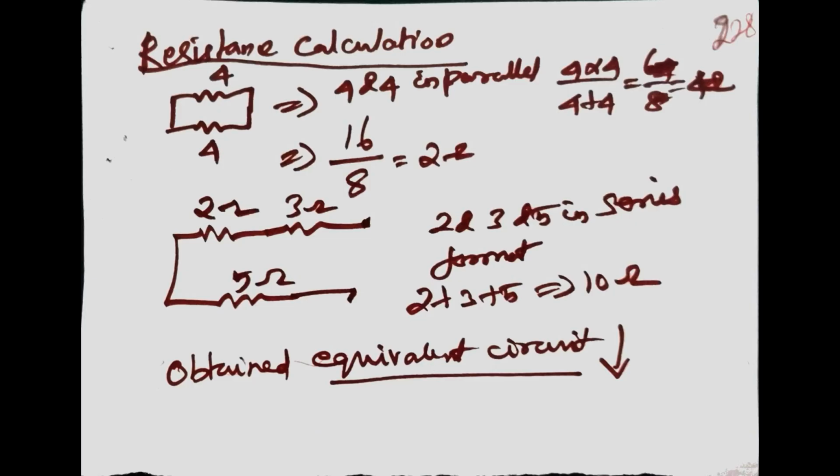Resistance calculations. Take the small circuit, 4 and 4 in parallel. 4 into 4 divided by 4 plus 4, 16 divided by 8, that is 2 ohm. Put this 2 ohm in the circuit: 2 ohm, 3 ohm and 5 ohm are in series format. 2 plus 3 plus 5 is 10 ohm. That is the equivalent circuit resistance by the series method.